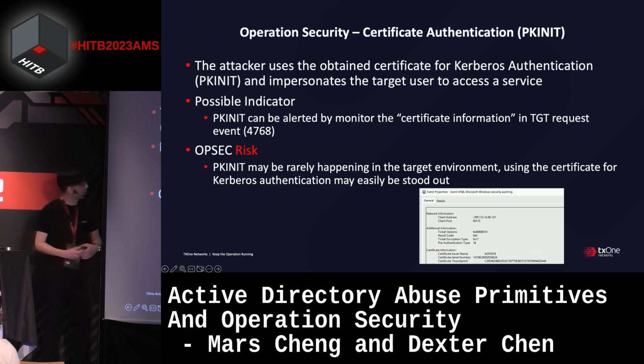The next abuse primitive is, after we have the certificate, providing this certificate and using it for Kerberos authentication, which is called PKINIT. There is a possible indicator when we're using the certificate for Kerberos authentication: event 4768, which shows the TGT requests, will have some values when we're using the certificate information. Since this is how the mechanism works, there's nothing we can really do to counter this indicator. So instead of an action, we have a risk here.